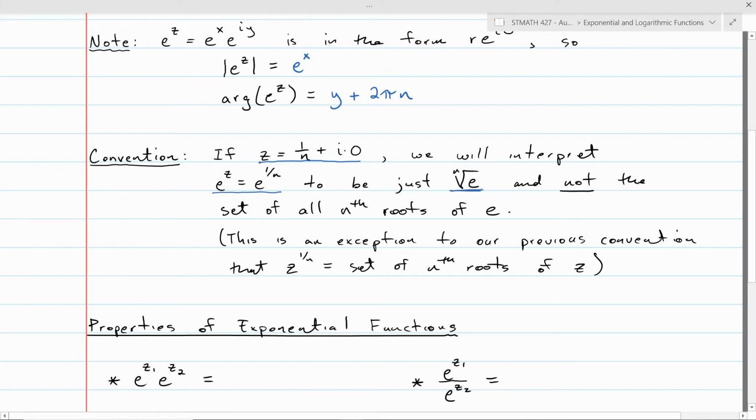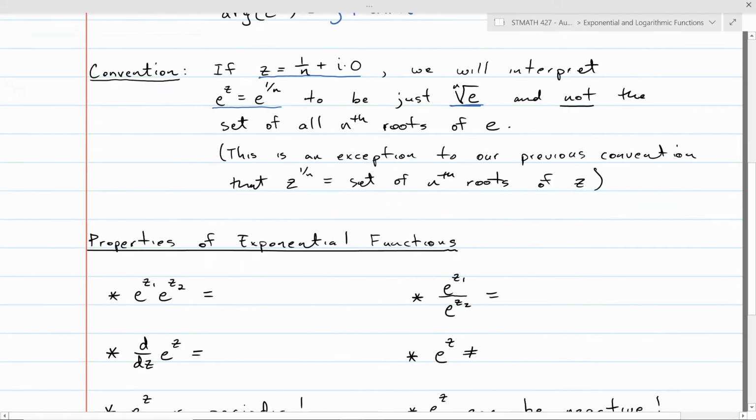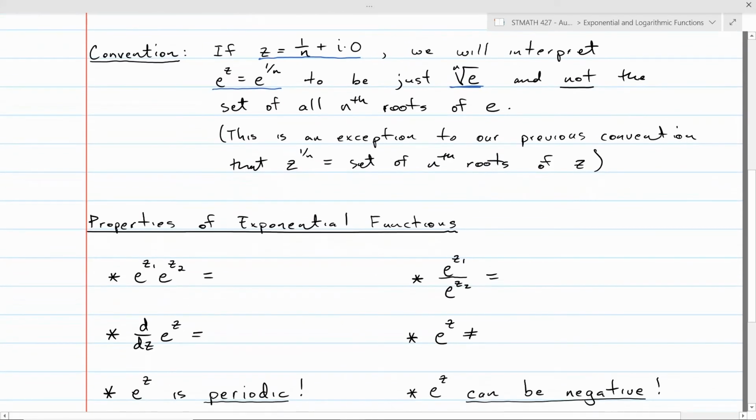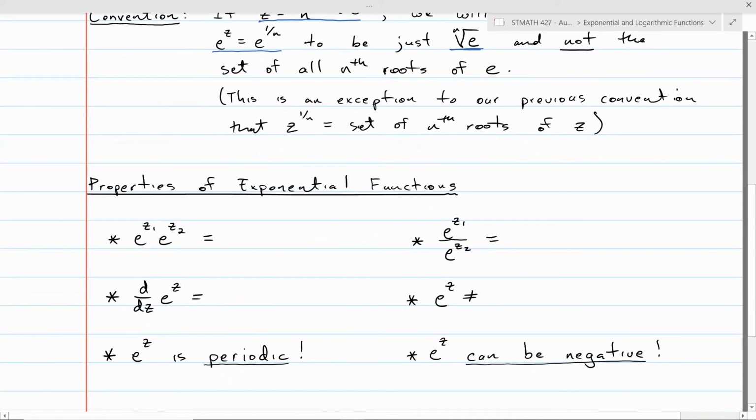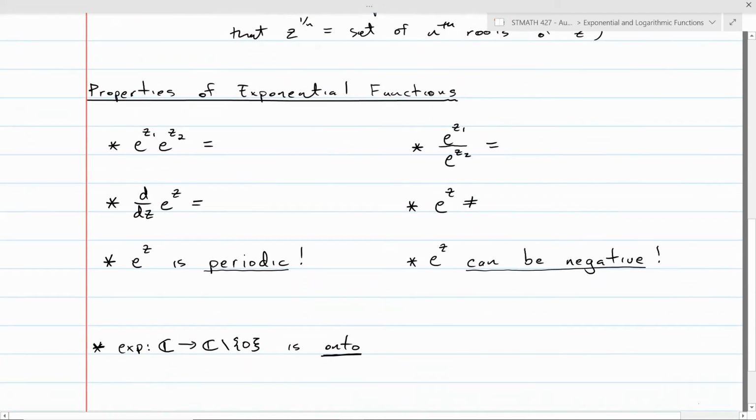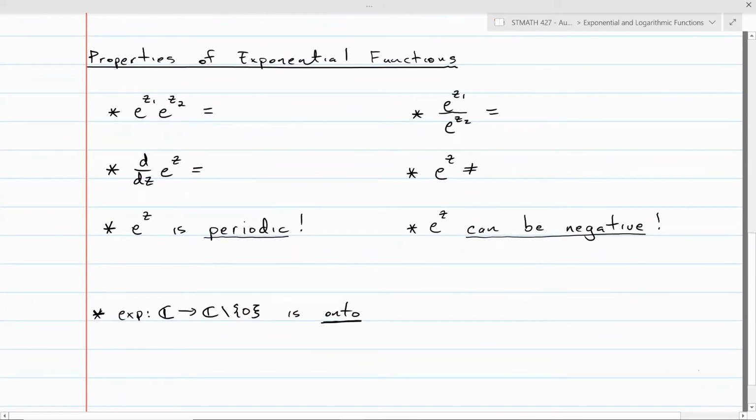So this is an exception to our standard convention that whenever you see any number raised to the 1 over n, you interpret that to be the set of all nth roots. But it just keeps the waters from getting muddied a little later if we do that, so we'll just go with that. And exponential functions have all of these standard properties that you hope an exponential has.